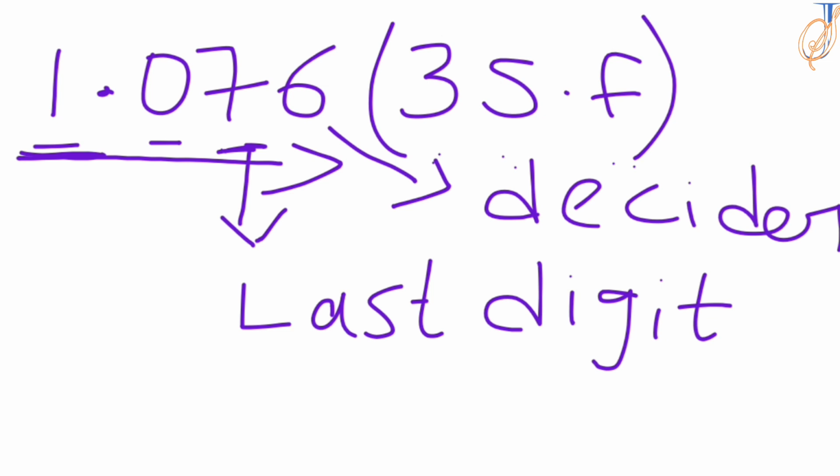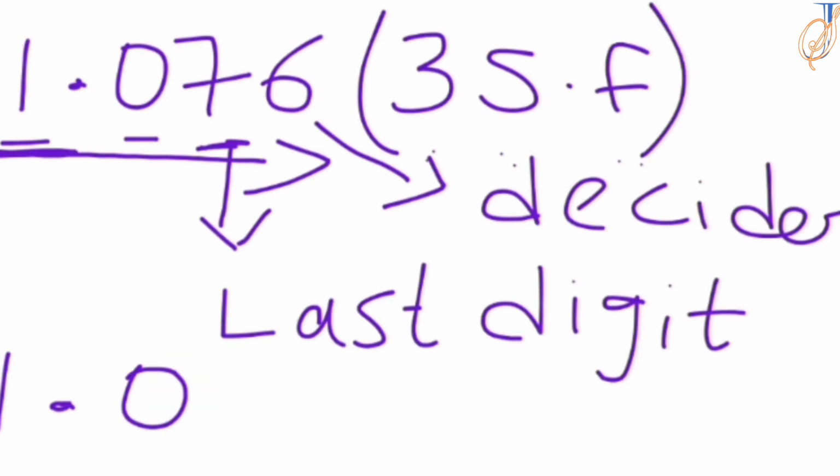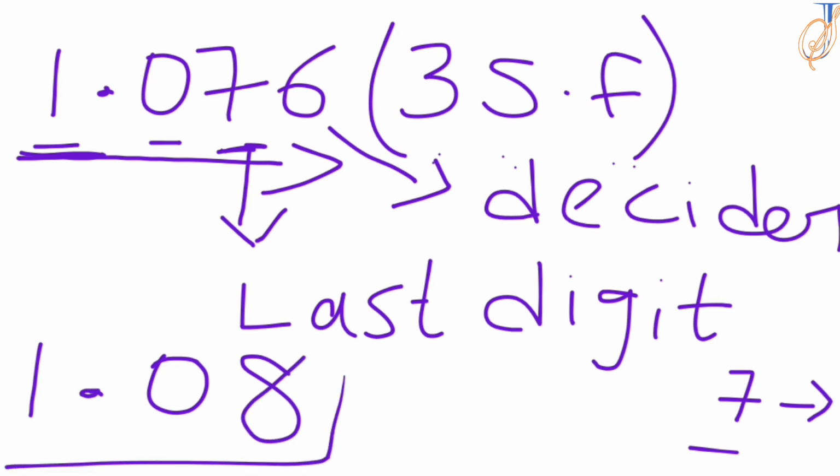If the decider is 4 or less, keep the last digit the same. If the decider is 5 or more, you have to round up the last digit. Here our decider is more than 5. So we have to round up the last digit, that is 1.0. When you round up 7, it becomes 8. So this is your result, 1.08.